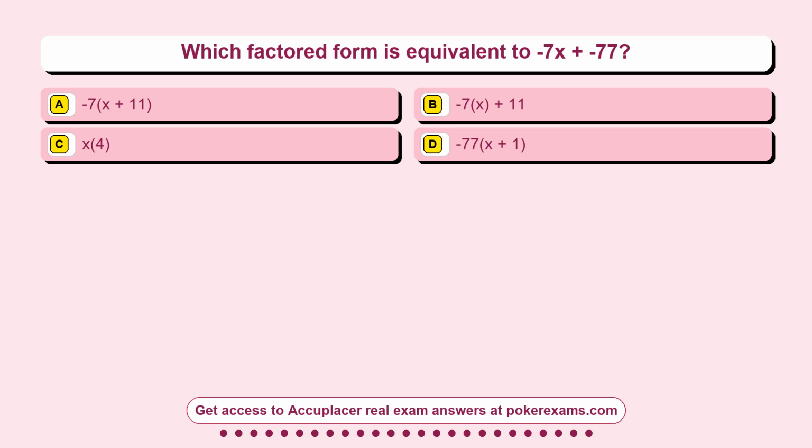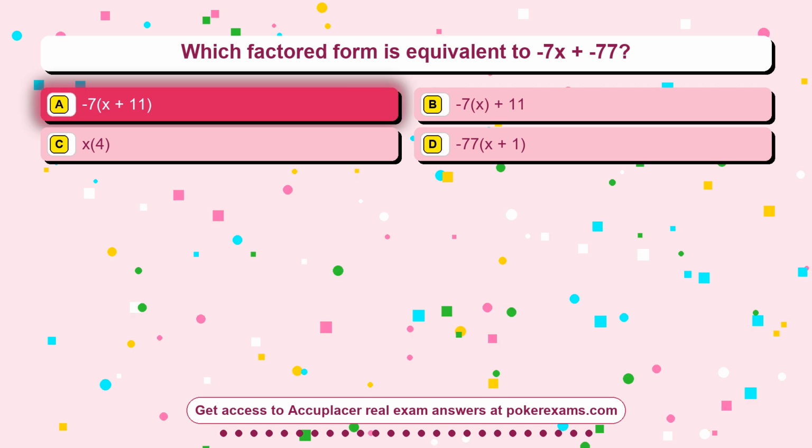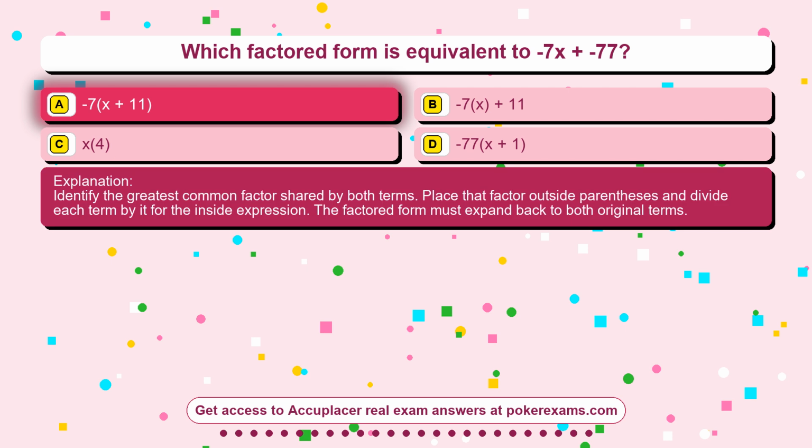Question 9. Which factored form is equivalent to minus 7x plus minus 77? Option A, minus 7 times x plus 11, option B, minus 7 times x plus 11, option C x4, option D, minus 77 times x plus 1. The correct answer is option A, minus 7 times x plus 11. Identify the greatest common factor shared by both terms. Place that factor outside parentheses and divide each term by it for the inside expression. The factored form must expand back to both original terms.